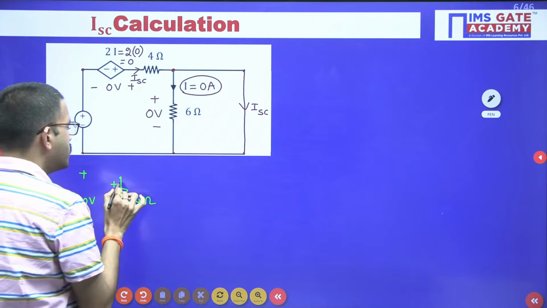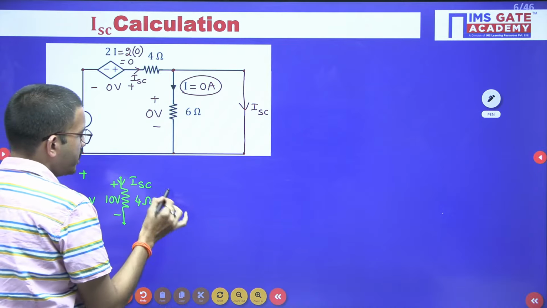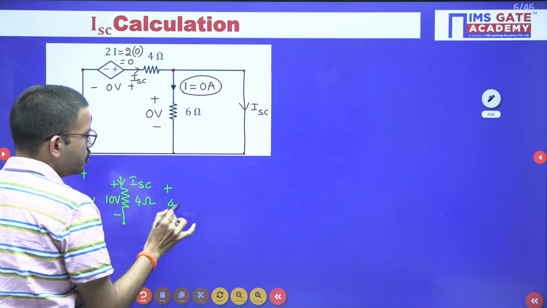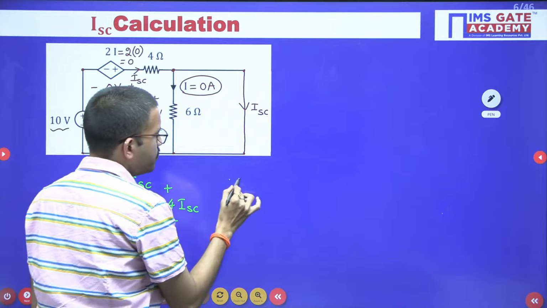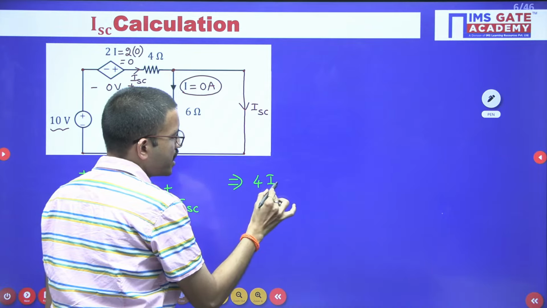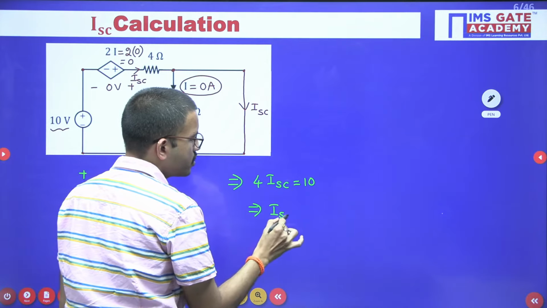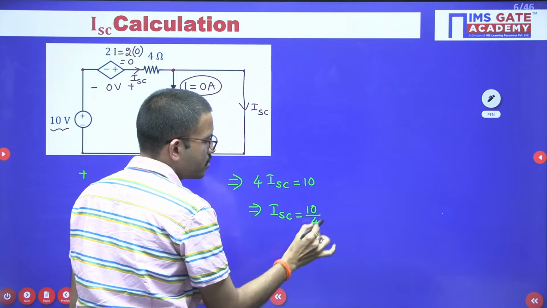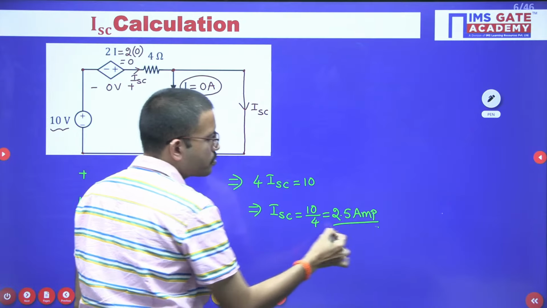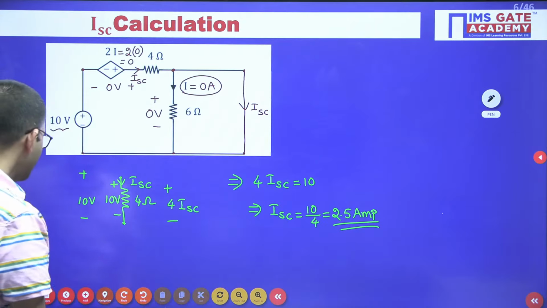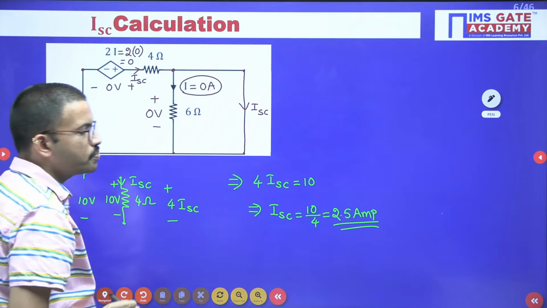So that means by using Ohm's law, you are going to get here 4 into I_SC. Right, now we can equate both. So 4 into I_SC is equal to 10. From here you are going to get the short circuit current as 10 by 4, which is nothing but 2.5 amperes. So we got V_TH value as 7.5 volts and short circuit current we got 2.5 amperes.